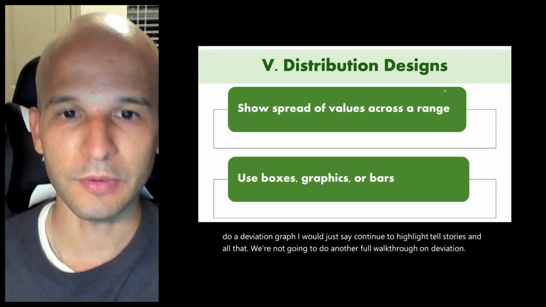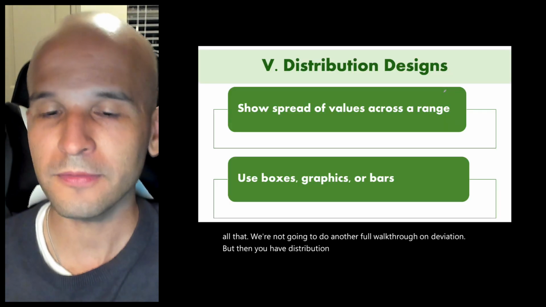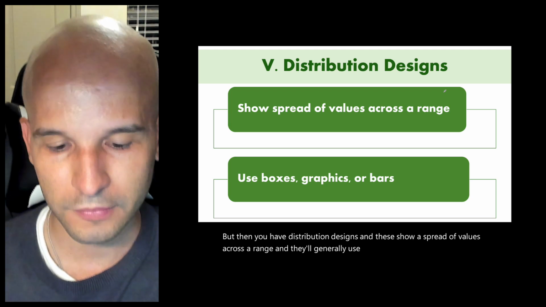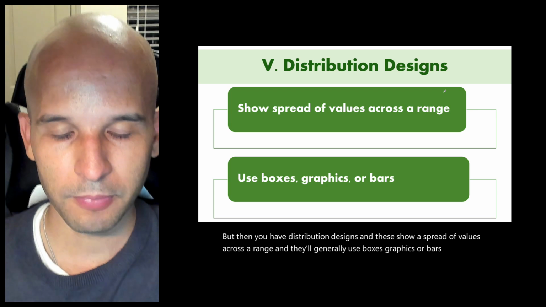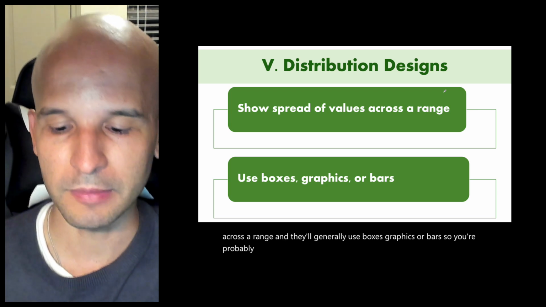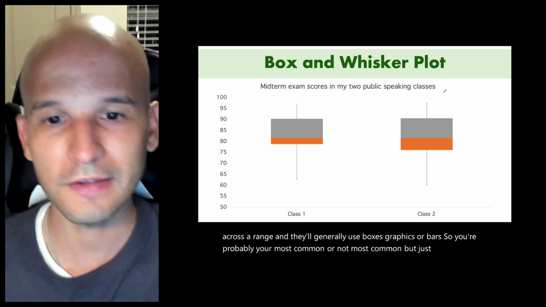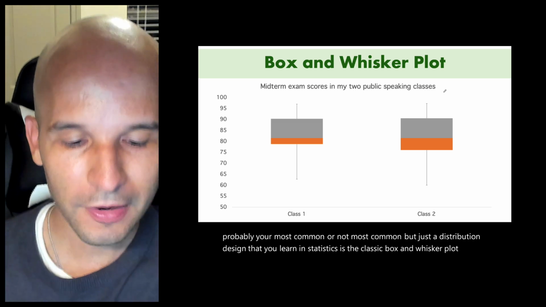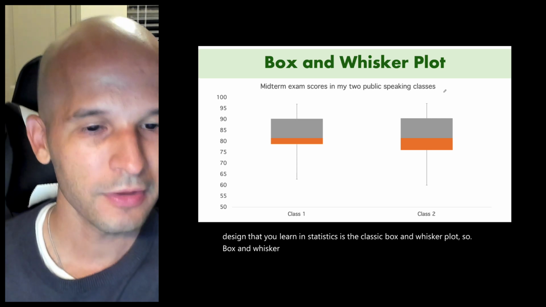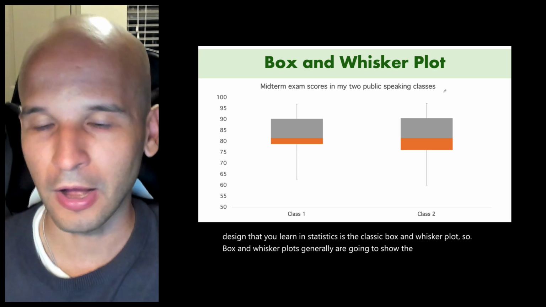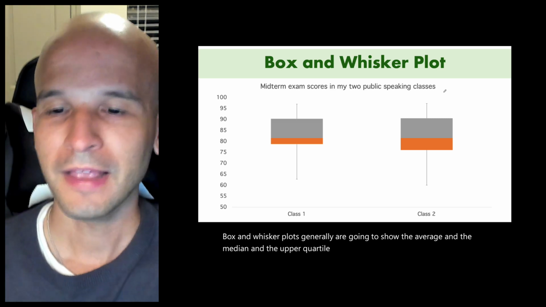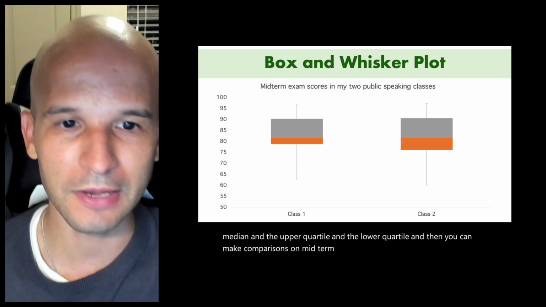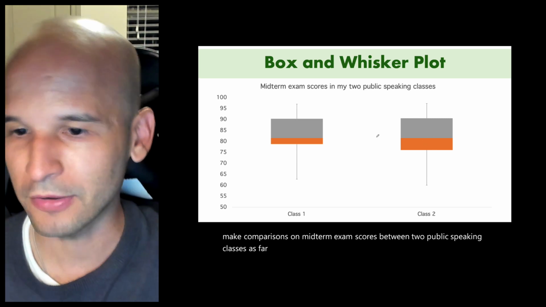But then you have distribution designs. These show a spread of values across a range, and they'll generally use boxes, graphics, or bars. Probably the most common distribution design that you learn in statistics is the classic box and whisker plot. Box and whisker plots generally show the average, the median, the upper quartile and the lower quartile. Then you can make comparisons on midterm exam scores between two public speaking classes as far as the outliers and all those things.